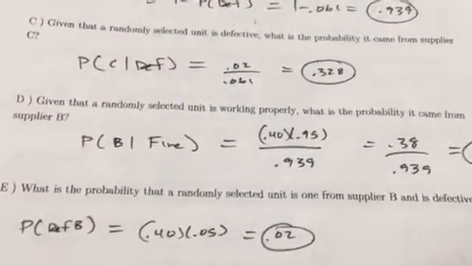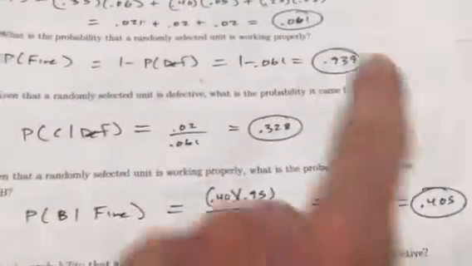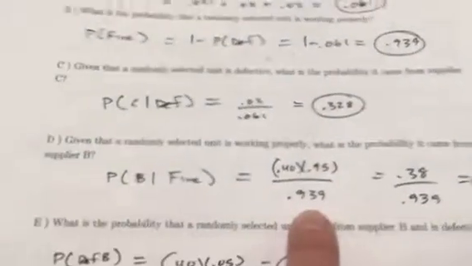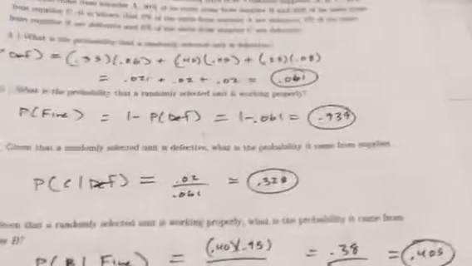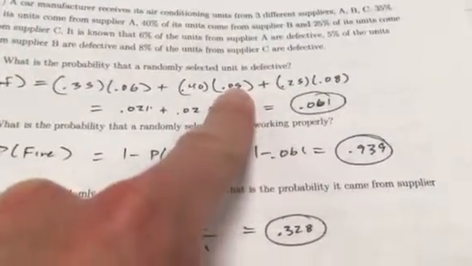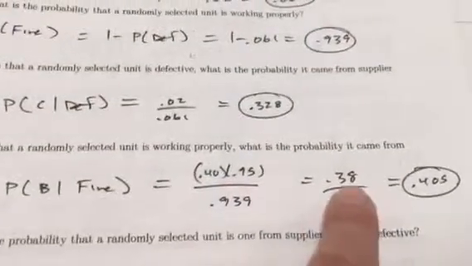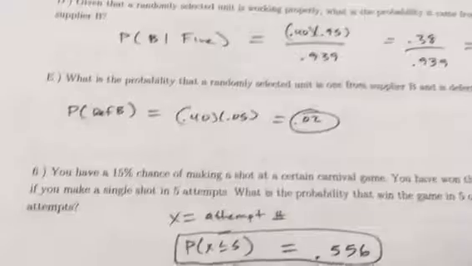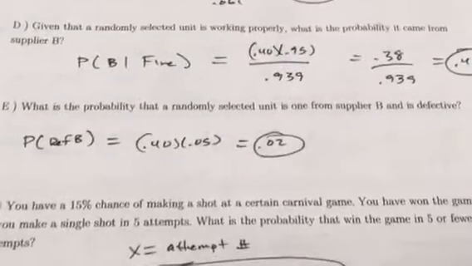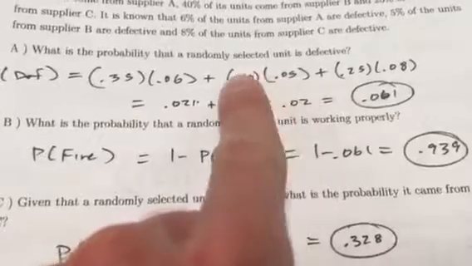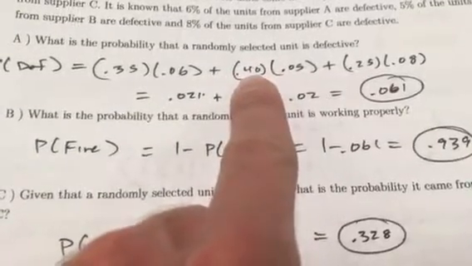Given that a randomly selected unit is fine, that is the denominator. What's the probability it came from B? Well, if there's a 5% chance it's defective, there's a 95% chance it's working properly, and a 40% chance it came from B, so multiply those 2 together and then divide. What is the probability that a randomly selected unit is from B and is defective? That's literally what you did right here. Probability it's from B, probability it's defective from B.